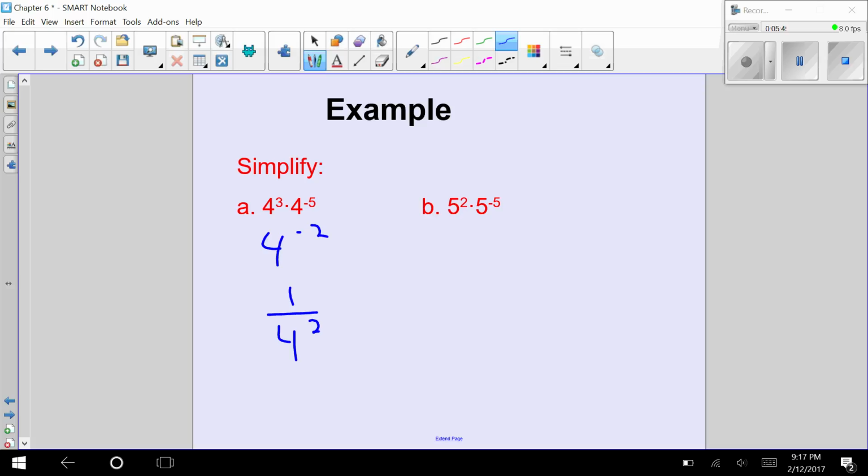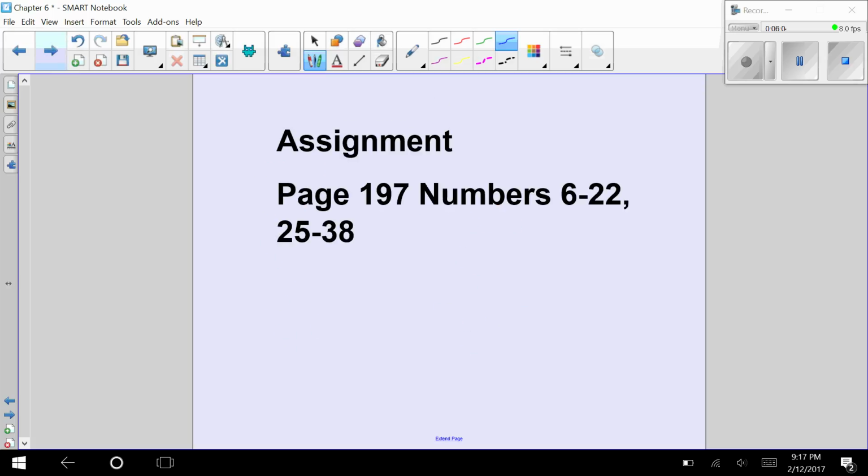try this one on your own. Well, you should have a base of 5, and 2 and negative 5 give you a negative third power. So it becomes 1 over 5 to the positive third power. Here is your assignment.